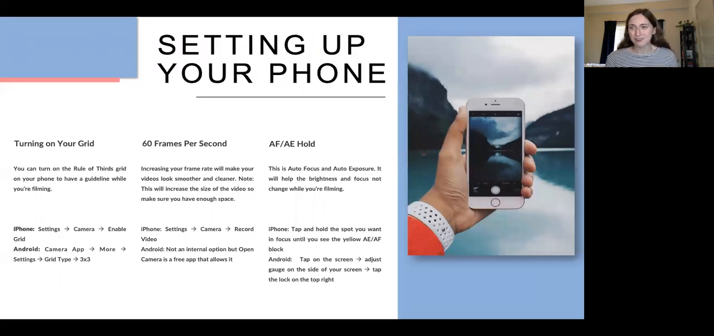So the first thing would be to turn on your grid. That's actually turning on the rule of thirds. So you'll get that rule of thirds on your camera while you're filming, which is helpful while you're setting it up.